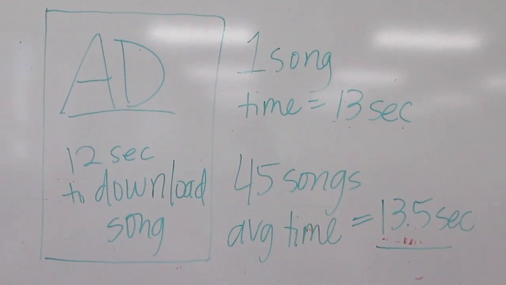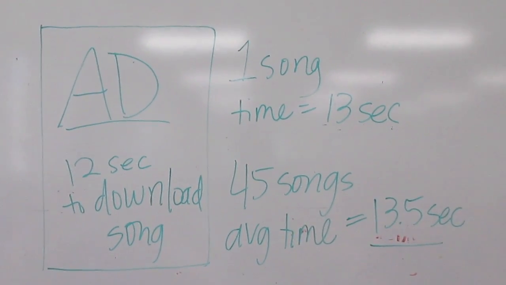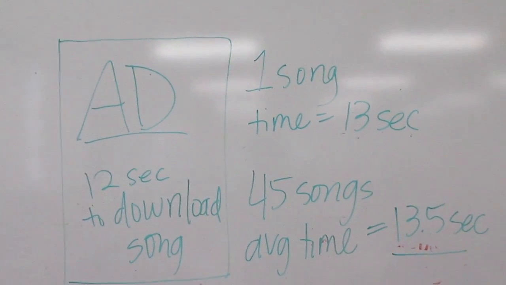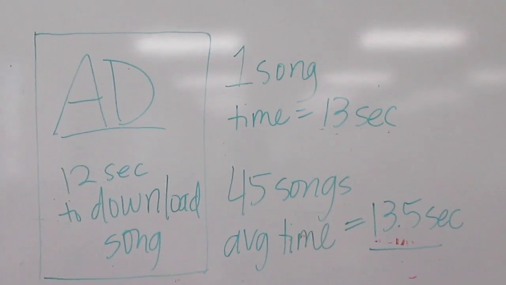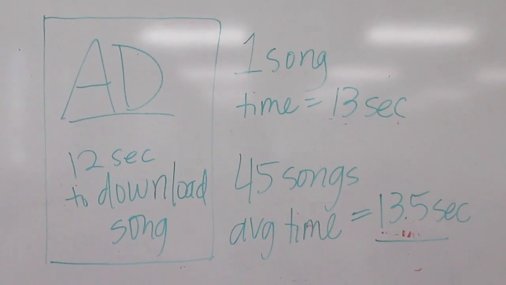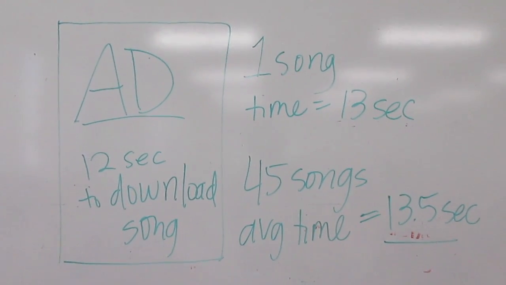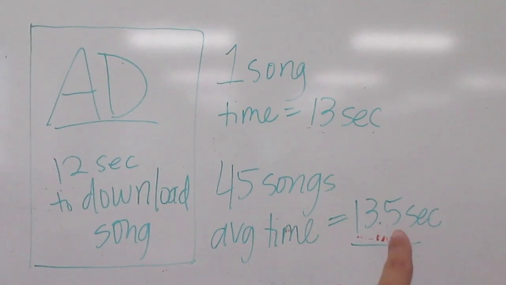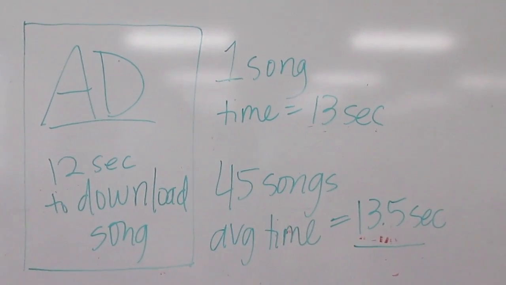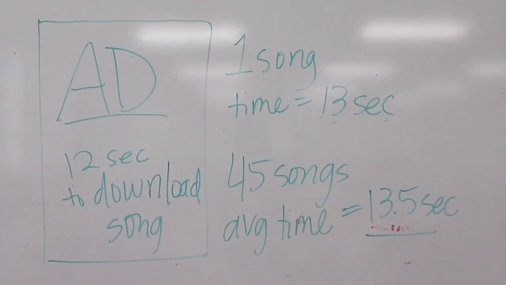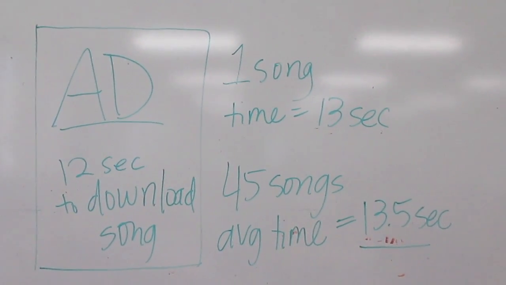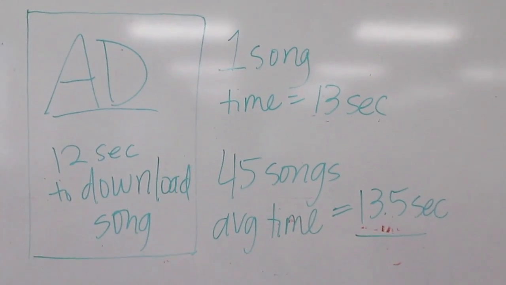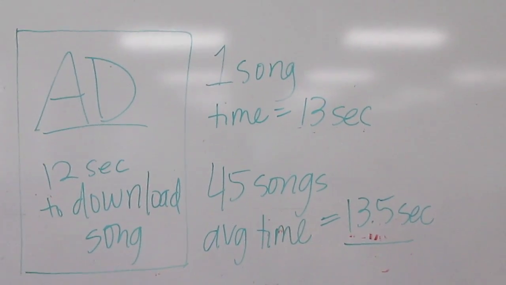And so she's like, 13 seconds? Well, maybe that was a fluke, right? Maybe the next time it'll be 11 seconds or 10 seconds, and then it'll average out to be 12 seconds, right? And so she did this 45 times. And when she did this 45 times, the average was 13.5 seconds. So that means a bunch of songs were like 15 seconds, 16 seconds, 14 seconds, and a bunch of songs were 12 seconds, 11 seconds, 10 seconds, right? There's a little bit of jiggle.